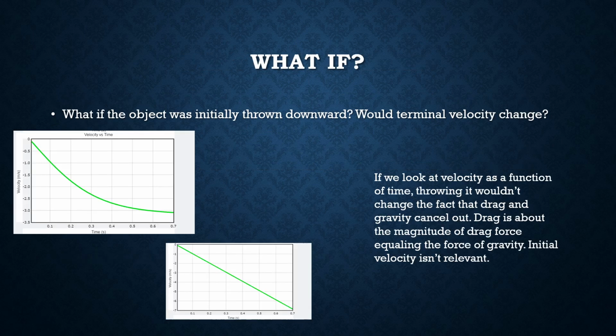Okay, what if the object was initially thrown downward, would terminal velocity change? If we look at velocity as a function of time, throwing it downward wouldn't change the fact that drag and gravity cancel out. Terminal velocity is about the magnitude of the drag force equaling the force of gravity. Initial velocity isn't relevant, so even if you threw it downwards, it would still be the same.